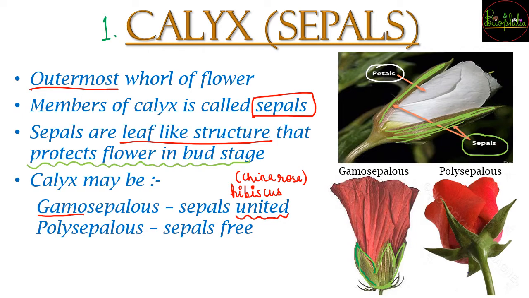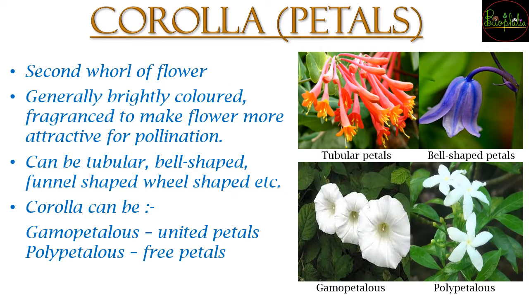Then polysepalous are free sepals, meaning all the members are separate. You can see that in the case of rose. So in the case of rose you can find the sepals to be free, and those are called polysepalous. In the photograph also you can try to understand how the sepals are free from each other. The distance here is what makes them free. So that is polysepalous.